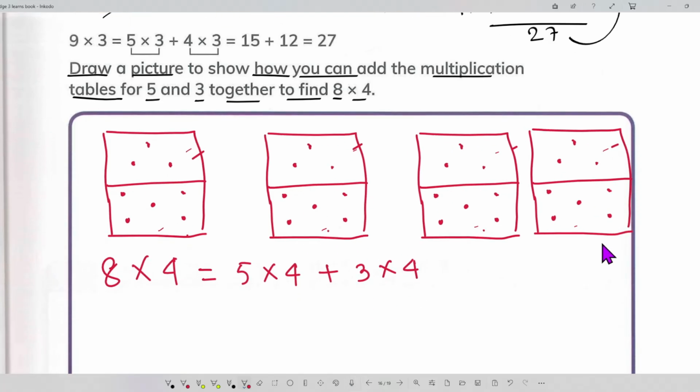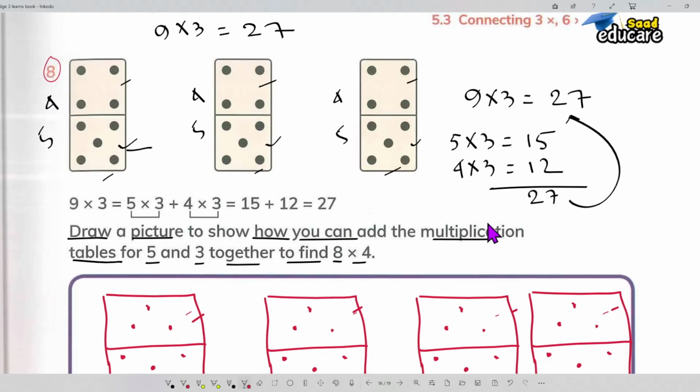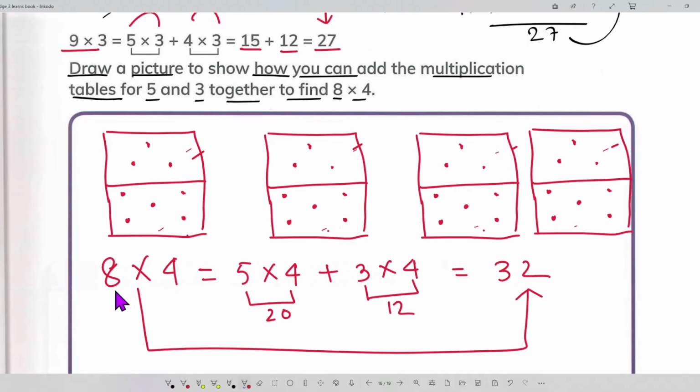Okay, now look, 5 times 4 is 20, 3 times 4 is 12, and once we make the summation it will become 32, and 8 times 4 is also 32. It's a common thing. Similarly, 9 times 3 equals 27, and we are making 5 times 3 plus 4 times 3. 5 times 3 is 15, 4 times 3 is 12, and finally it becomes 27. So similarly this one also: 8 times 4 equals 5 times 4 plus 3 times 4 equals 32.